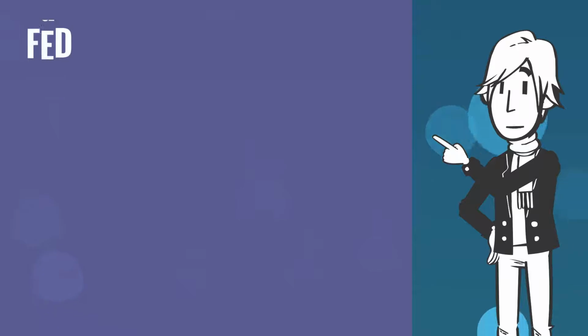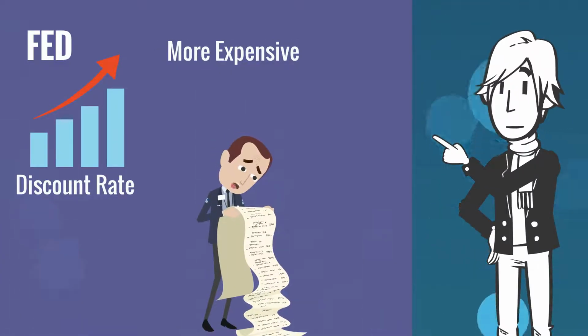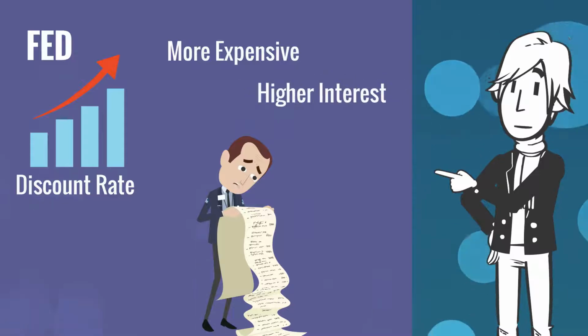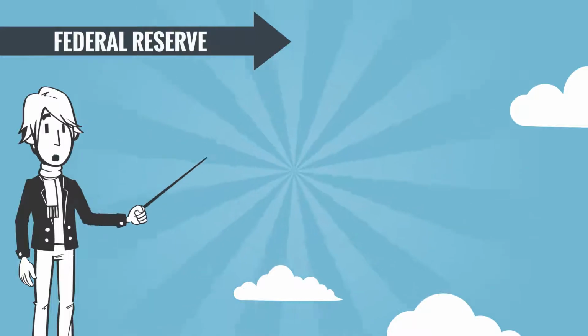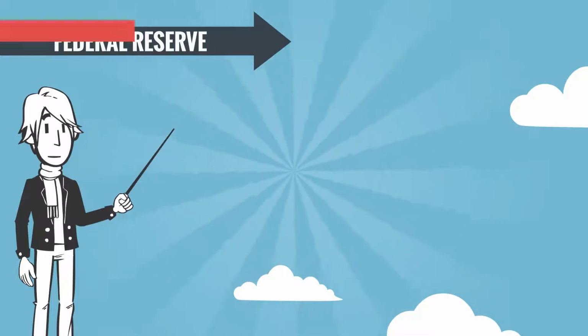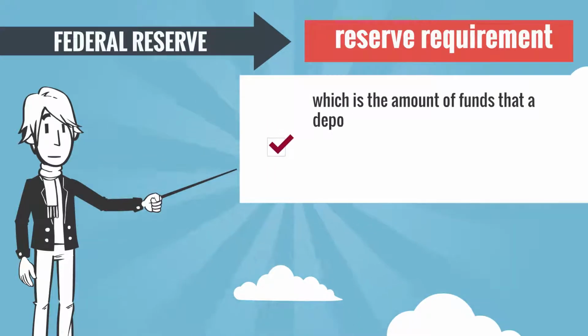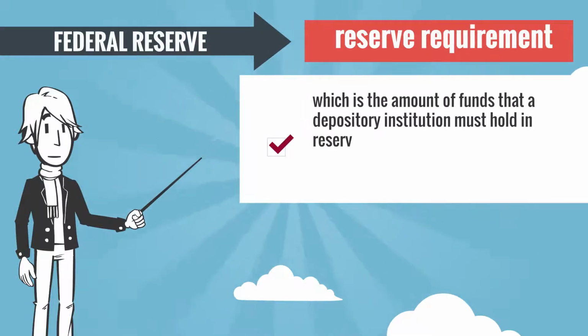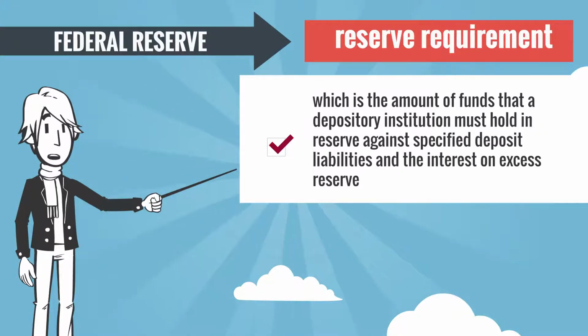When the Fed raises the discount rate, it makes it more expensive for banks to borrow money, which can lead to higher interest rates for consumers and businesses. The Federal Reserve also uses other monetary policy tools, such as the reserve requirement, which is the amount of funds that a depository institution must hold in reserve against specified deposit liabilities, and the interest on excess reserves.